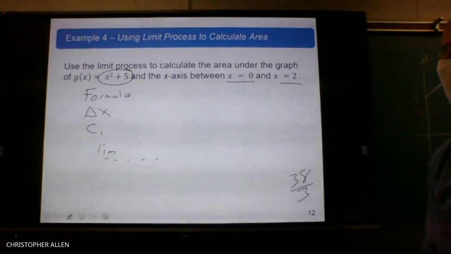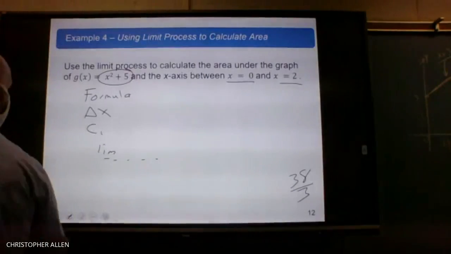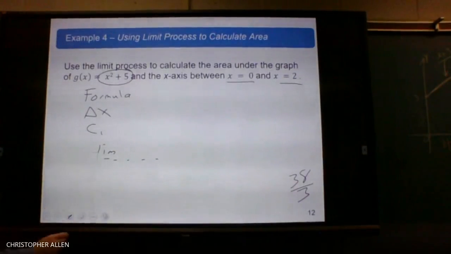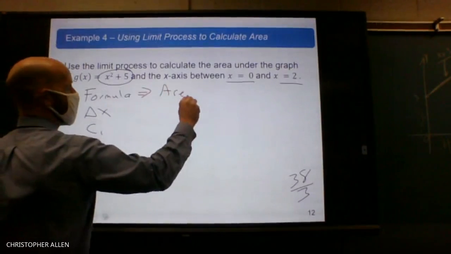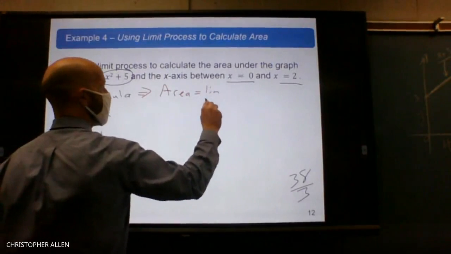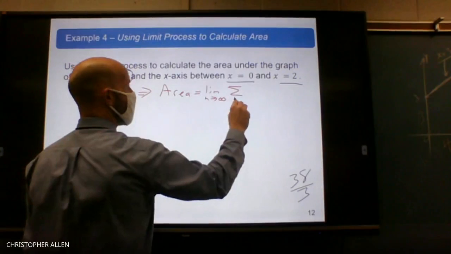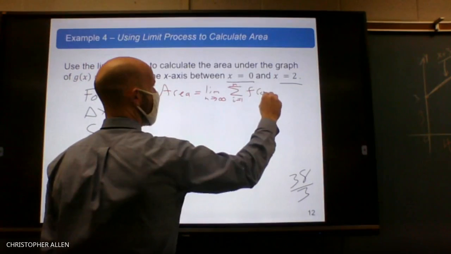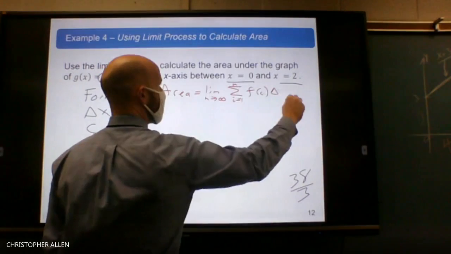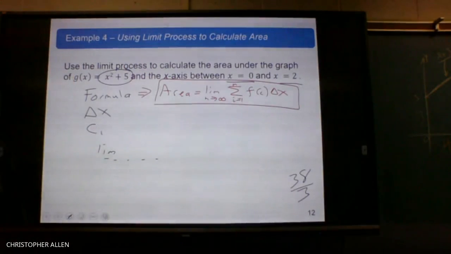So, I think I'm just going to write some things down here, so hopefully you can say, yeah, I did it right. So here are the answers. The formula is area equals the limit as n goes to infinity of the sum from i equals 1 to n of f of c sub i times delta x. This is the main formula for using the limit process to calculate the exact area under the curve.